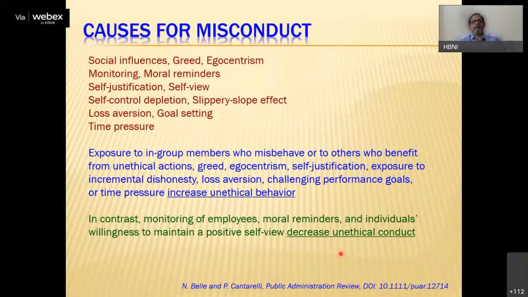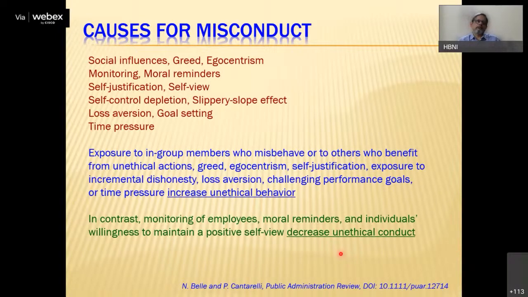Then also we have other kinds of causes like social influences, plain greed, then ego of the person, then monitoring and moral reminders. Of course, this monitoring and moral reminders, in fact, they work to prevent misconduct. Self-justification and self-view, then self-control depletion, confidence depletion, and a slippery slope effect. So once you start doing it, you go down the slope. Then loss aversion, goal setting, and time pressure.